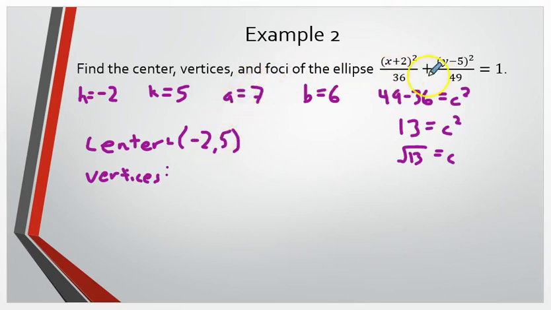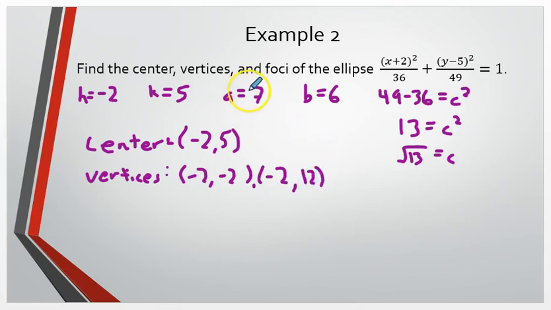But to figure out where to add it, look back at where a came from. This time my a number was underneath the y variable. So now I'm going to be taking that a value and adding and subtracting it from the y coordinate of my center. So if I do -2, comma, both my coordinates will have a -2 and then something else. 5 minus 7 is -2. And 5 plus 7 is 12.